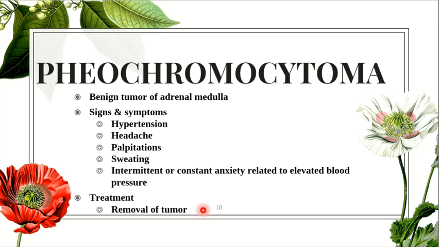Hypertension, headache, palpitation, sweating, intermittent or constant anxiety related to the elevated blood pressure. Okay, I can tell you why there is hypertension and headache. Remember, it used to cause the vasoconstriction overall. The norepinephrine caused a vasoconstriction overall. That means the blood vessels got constricted, so the heart had to work more to pump blood. Because the heart has to pump more, the tension in the vessel increases, causing hypertension. Because there is a lot of blood supply going towards the brain, headache.